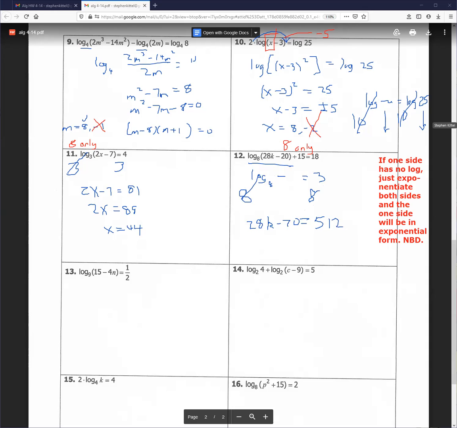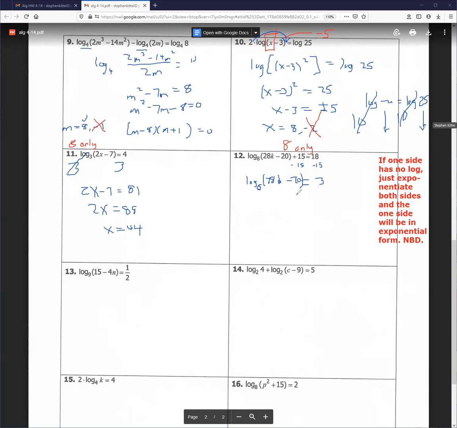I probably did that too fast. Let me back up and let me do that slower. All right, so first of all, we want log equals normal number. We're going to do minus 15 to both sides. That part probably made complete sense. Let me write this out. 28k minus 20. Ignore my garbage handwriting with the mouse.